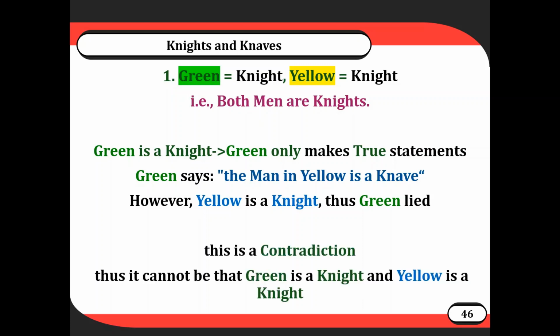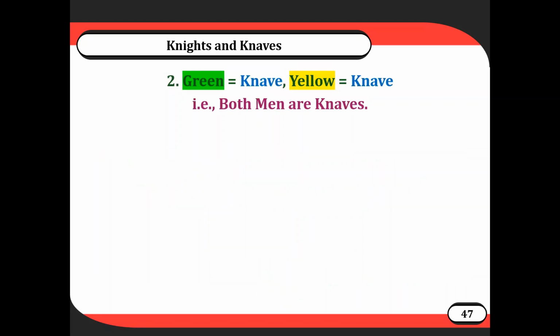So this is what's called a contradiction. So we've assumed a set of values for our problem, and then we've worked through knowing what we already know to be true, and we found out that the values that we assumed cannot possibly be correct, because we've reached a contradiction, where on the one hand, we know that green must be telling the truth, but on the other hand, we know that green lied. So that's a contradiction. So the first case, where green is a knight and the yellow is a knight, cannot be true.